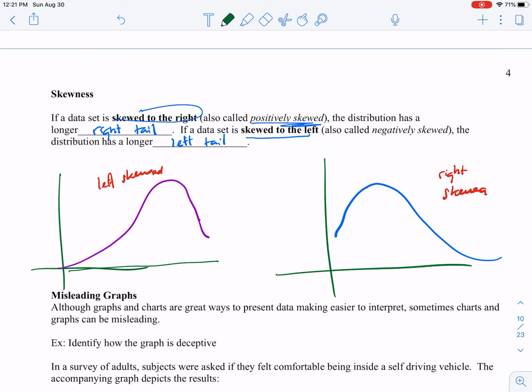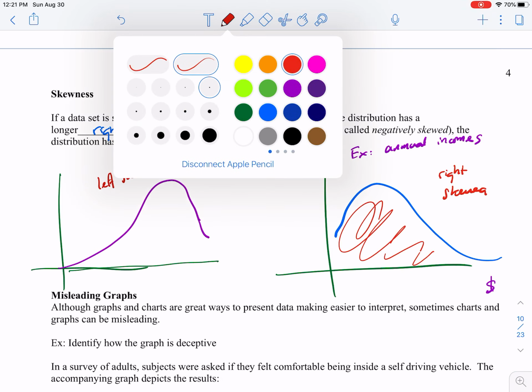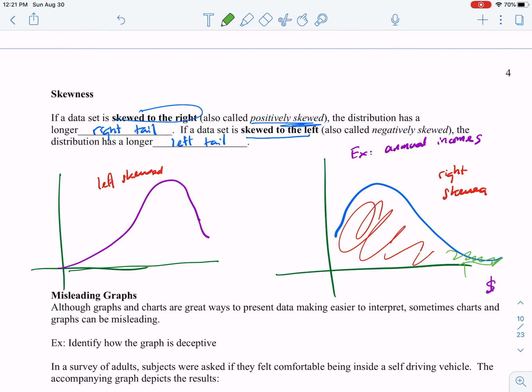So if we look at right skewed data, an example in real life that we can think of would be annual incomes. Let's say annual incomes for US adults, right? So if this was money or incomes, then the majority of us are in here, and maybe a few of us are in this area, where that's the six figures, the high end or the 1% high income. So that would be an example of a right skewed distribution.